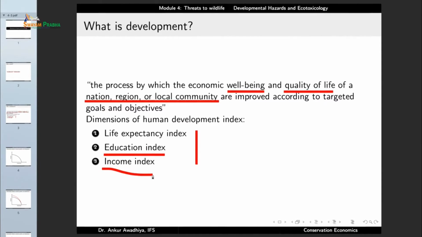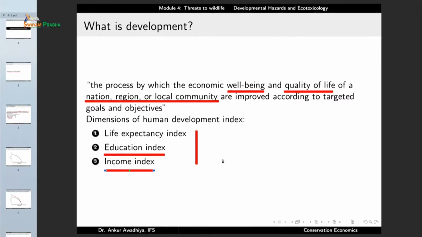Income index: how much income do people receive and what is the level of equality or inequality in the society. When we talk about income index, we look at how much a person can expect to earn and also what is the level of income inequality in the society.